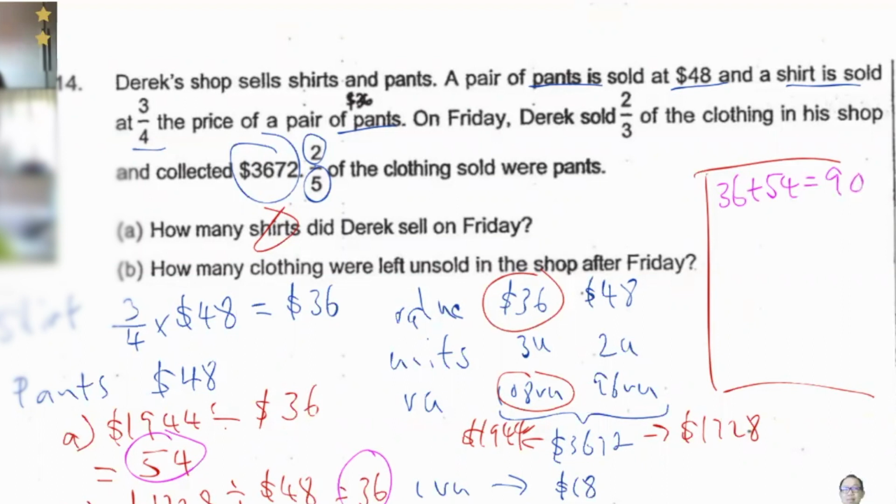And these 90 items are equivalent to 2/3 of the clothing. How many is left unsold? Very good, 45. So 90 divided by 2 equals 45. Or you can take 18 times 5 divided by 2. Final answer. So what method do we use to solve this? VU, which is my favorite method, because VU sounds so nice.